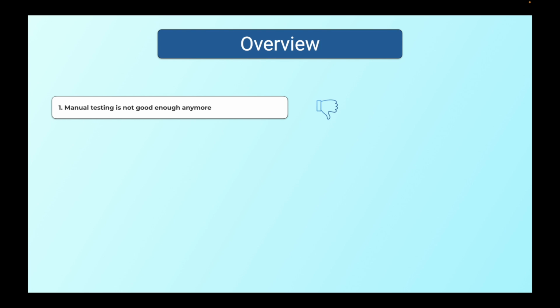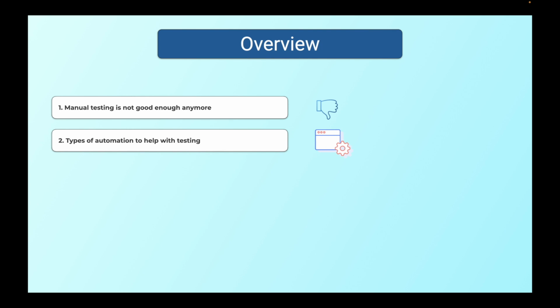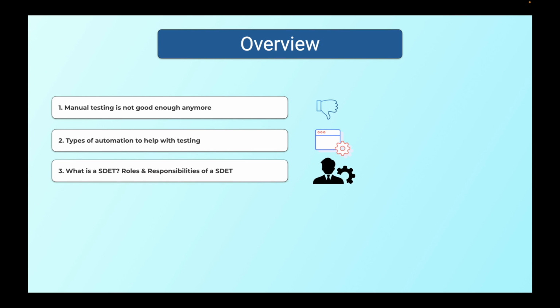Hey, what's up everyone? In this video, I want to talk to you guys about three things as a quality engineer that you should know about. First, why knowing just manual testing is not good enough anymore. Second, types of automation you can use to help with your testing. And third, what is an SDET and the roles and responsibility of an SDET.